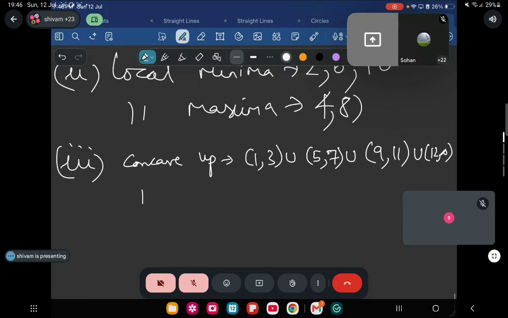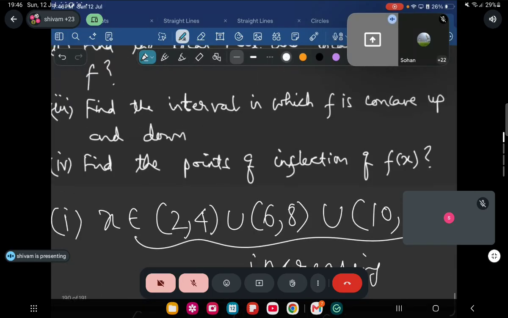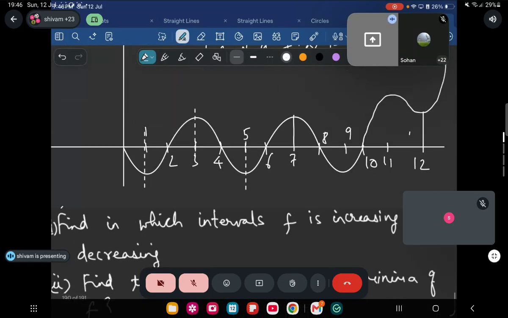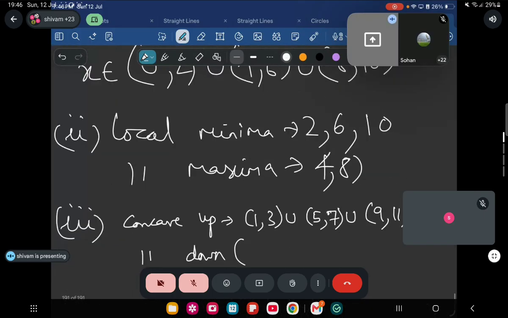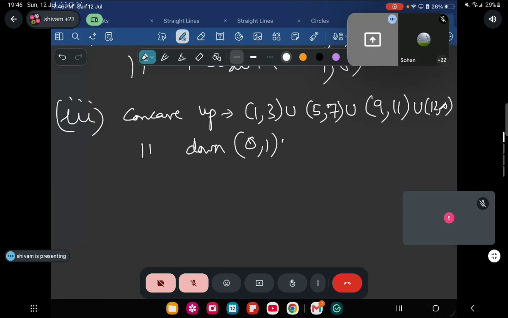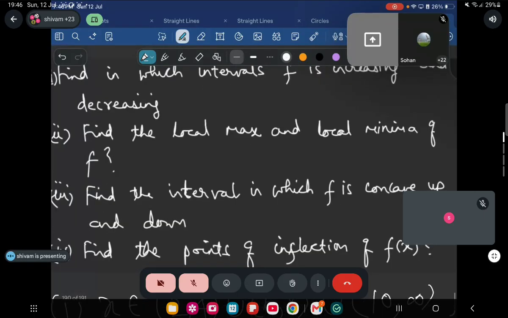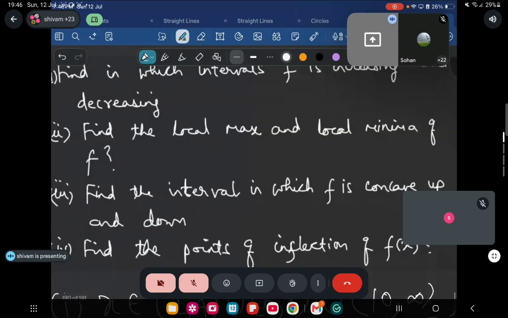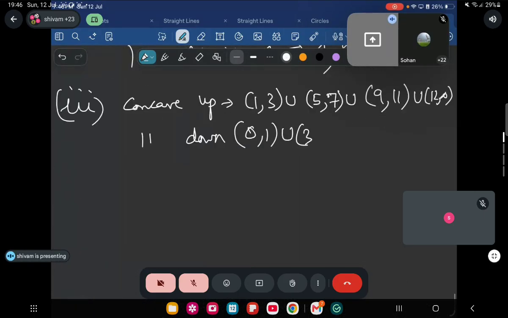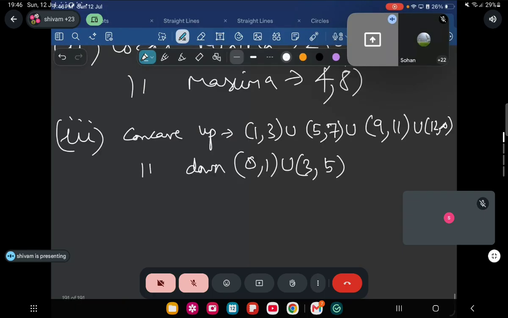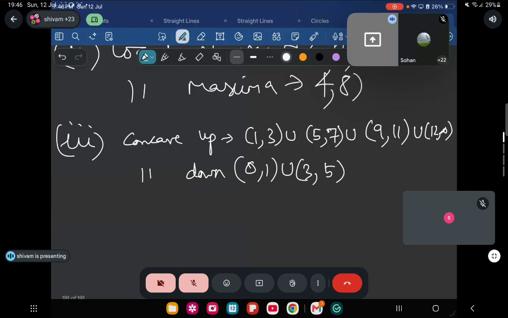Rest. Where it is concave down, when f dash x is decreasing. Right, decreasing means 0 to 1. Right, tell me, are people getting? Then 3, 5. Right, tell me, are people getting? Those who are online, tell me. 3, 5. Union 7 to 9 and 11 to 12. Tell me. Anyone having any doubt, you can ask me.